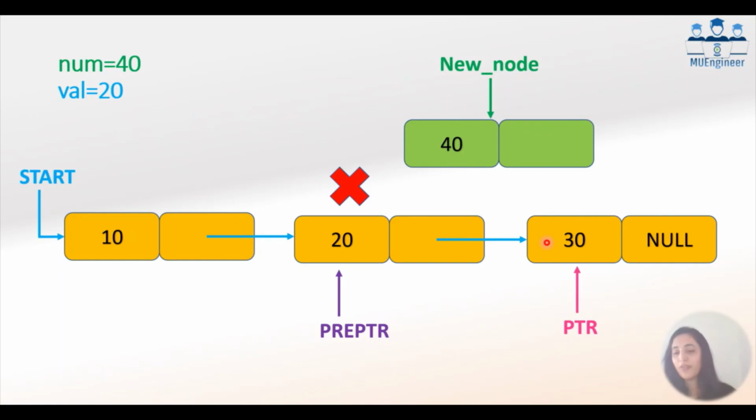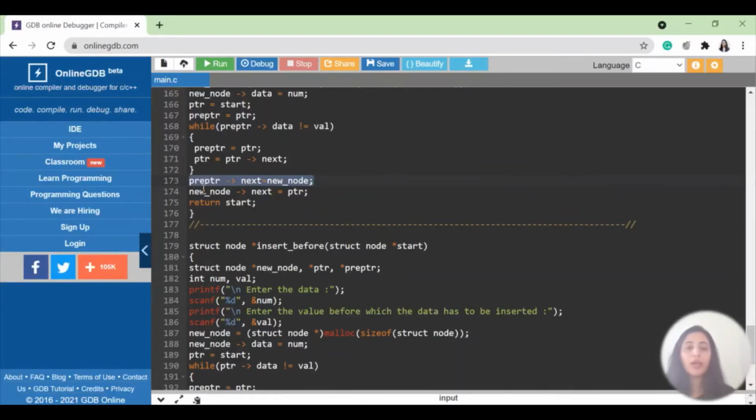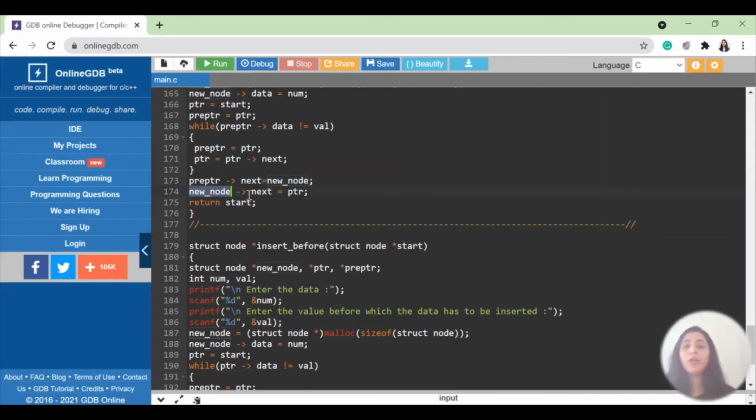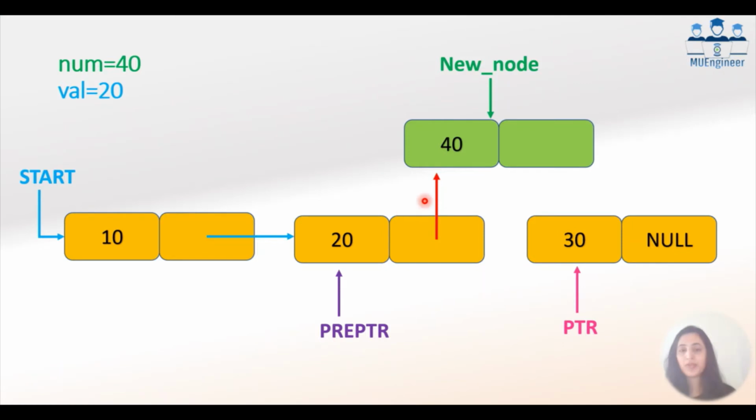Now there are just two lines of code to make the connections. How do I do that? Pre-ptr dot next is equal to new node. This is the first connection. Pre-ptr dot next is equal to new node. So 20 should now point to 40. Good. Okay. And the next command is new node dot next is equal to ptr. So new node's next should point to ptr. So now it is holding the address of node 30.